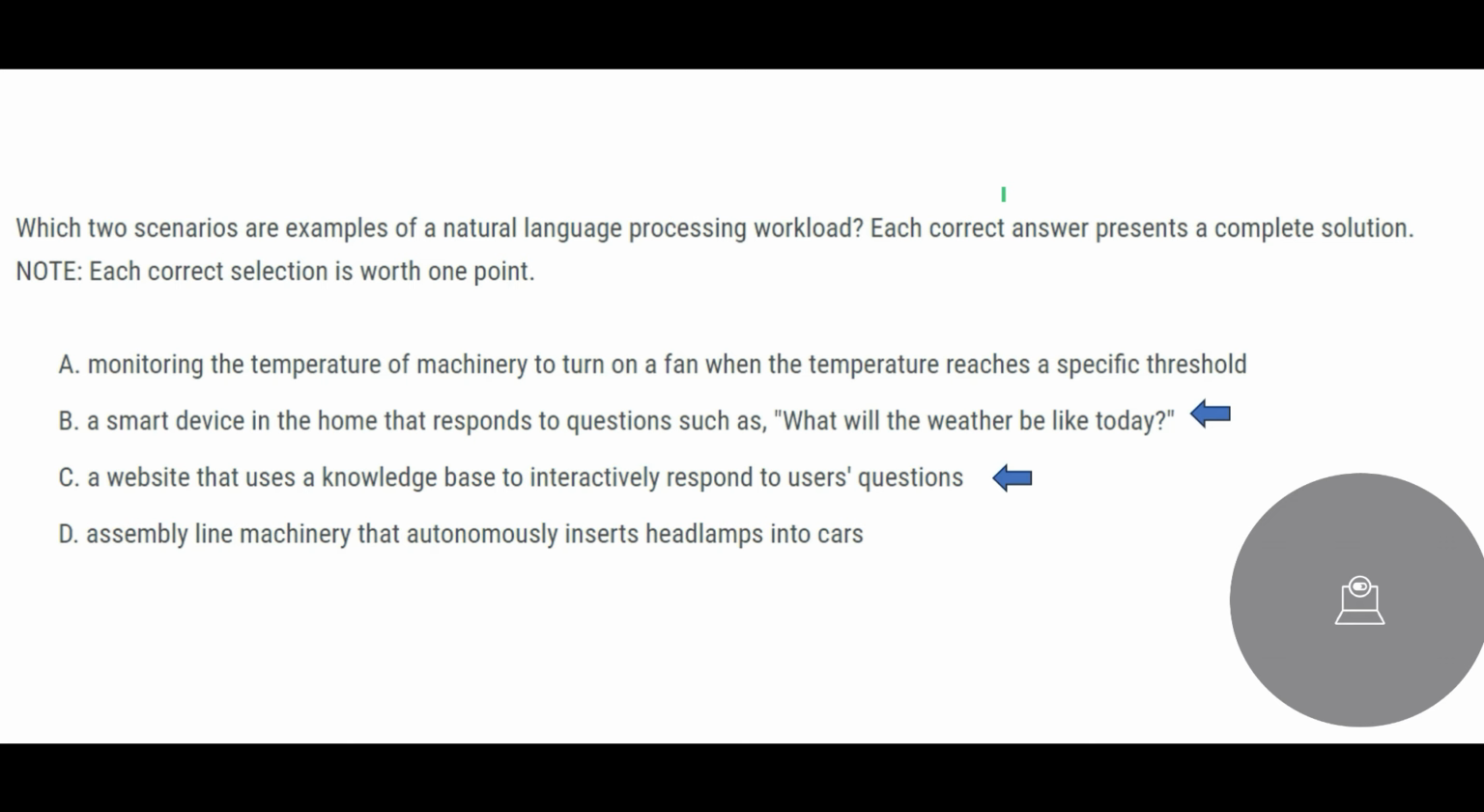Option B: there is a smart device in your home, and you are asking a question, hey buddy, what will be the weather today? And Alexa or Siri answers and says the weather would be bright and sunny, and so on. The next is C, a website that uses a knowledge base. You are a user asking a question, and the AI goes into the knowledge database, extracts whether there is an answer for this question, fetches it for you and gives a response. So these two would be our final answers.